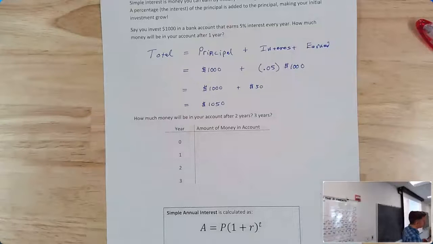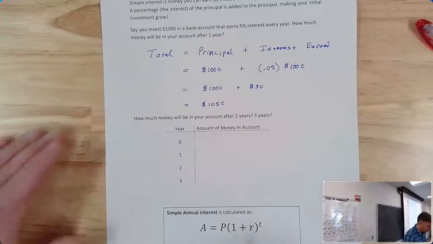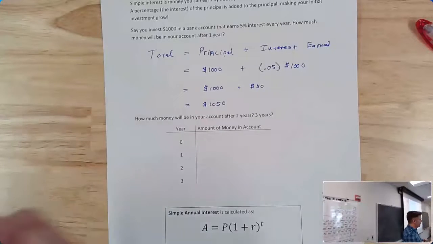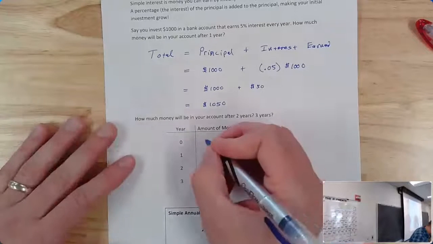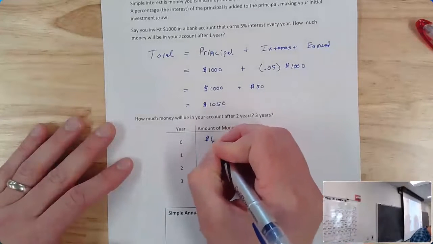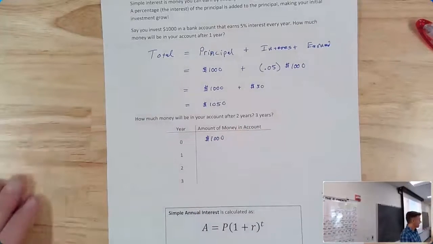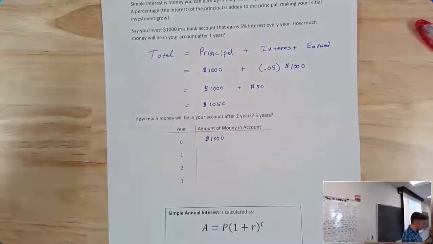So let's talk about what we really want to get at, which is working towards what we're talking about next class, which is compound interest. But we're really going to talk about it right now too. So year 0, how much money do we have? Well, that's just when we invested the money. We have $1,000. Today, I invested $1,000 at year 0.